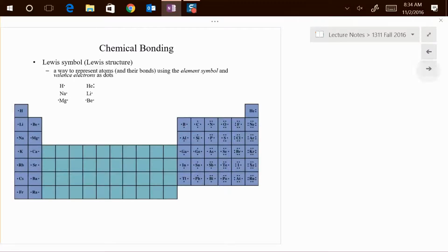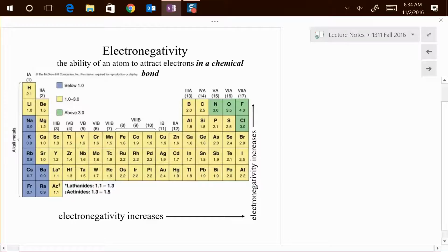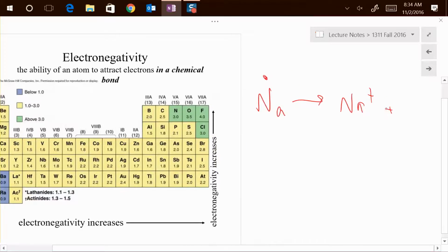Now, the Lewis dot structure is valuable a lot of times when you're showing electrons being added or removed from an element. Like for sodium, Na has 1 valence electron, and it goes to Na plus, and it lost that electron, plus e minus. So this would be the Lewis dot structures for sodium and sodium plus, essentially.